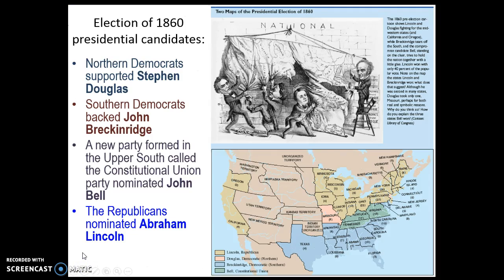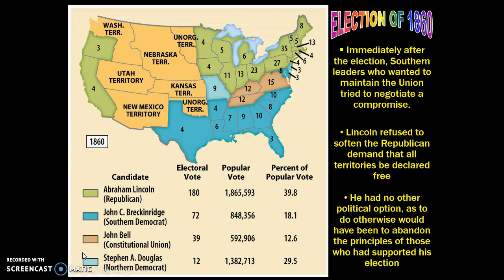So as we get closer to 1860, we get our 4 presidential candidates because the Democrats split North and South. So the Northern Democrats nominate Stephen Douglas. The Southern Democrats backed a man named John Breckinridge. There's a new party formed in the Upper South, so in places like Virginia, Kentucky, Tennessee, called the Constitutional Union Party, and they support a man named John Bell, and the Republicans nominated Abraham Lincoln.